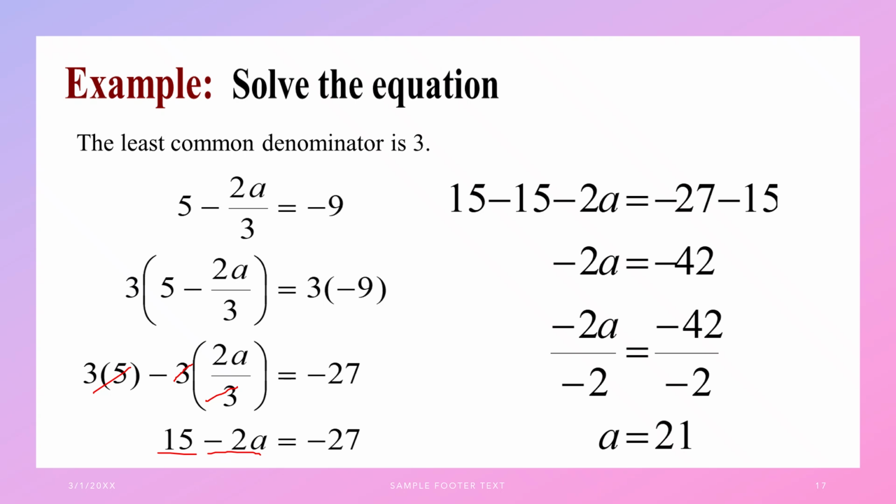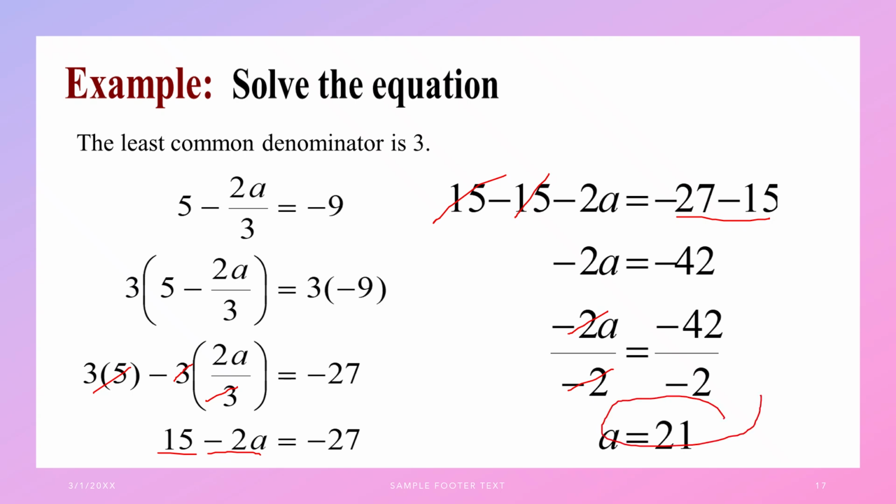So from here, let's subtract 15 on both sides. We have negative 2a equals negative 27 minus 15, so negative 2a equals negative 42. Divide by negative 2. So a equals 21.